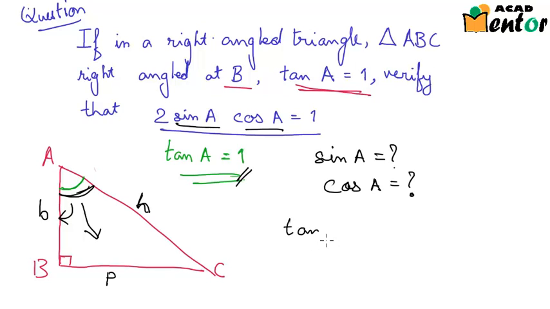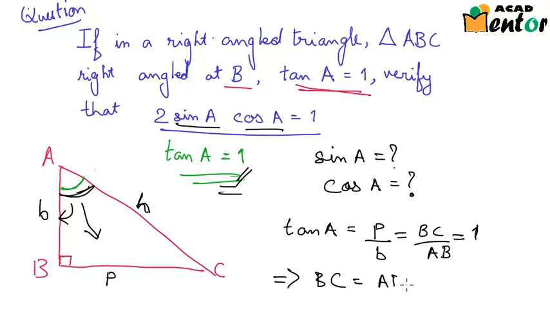And we know that tan of angle A can be written as perpendicular by base, or in this case it can be written as BC by AB. Correct? Because BC is a perpendicular and AB is the base. If BC by AB is given as 1, from here we can say that BC is equal to AB, or the perpendicular and base are of the same length. Now let us assume that BC and AB are K, some positive real number.